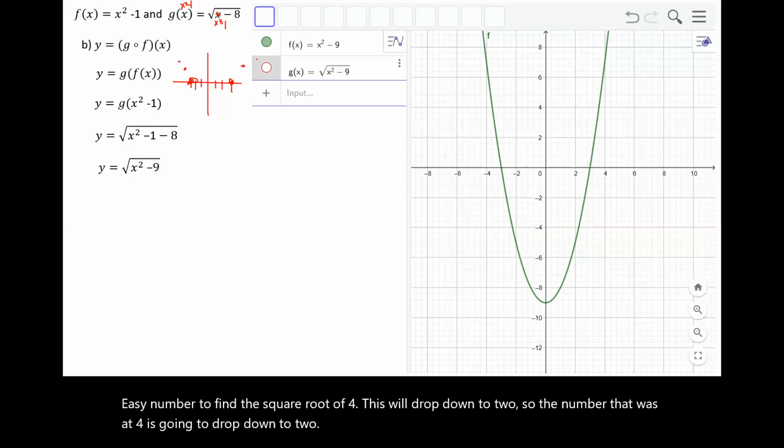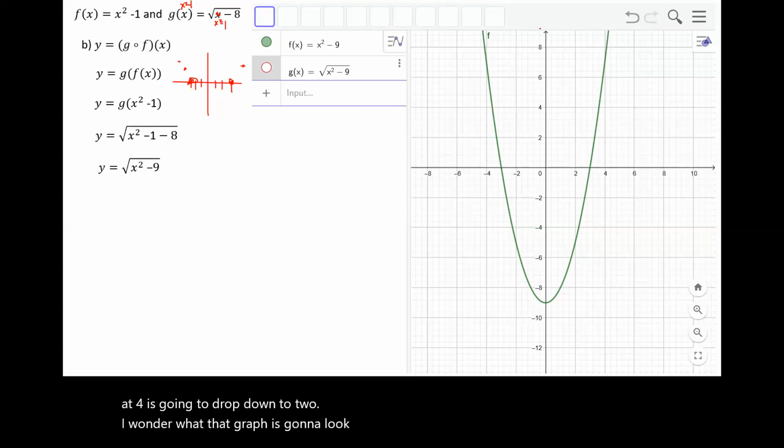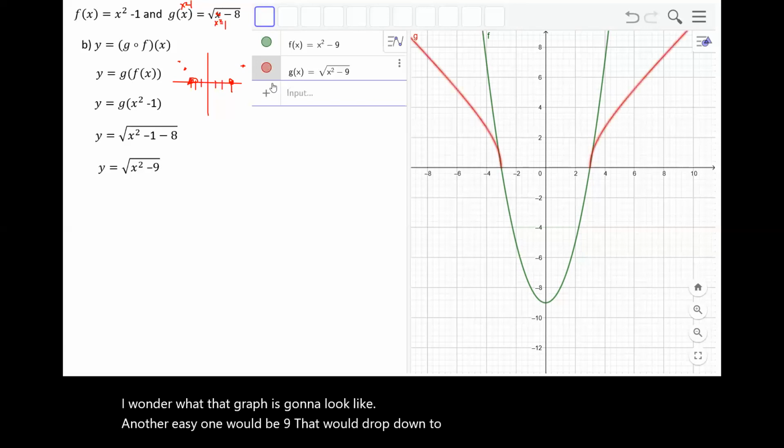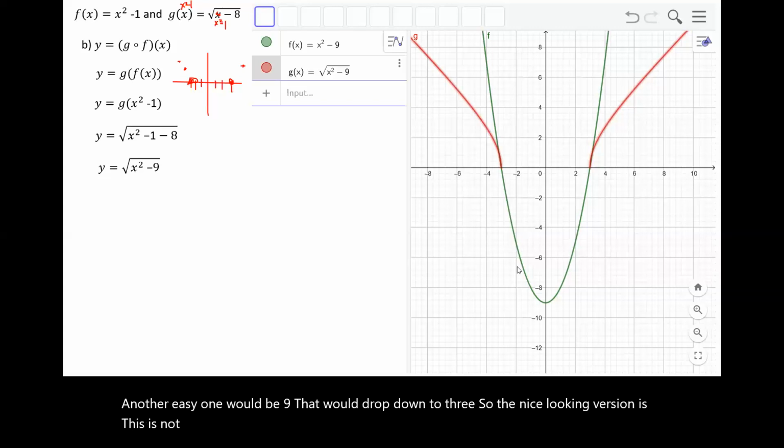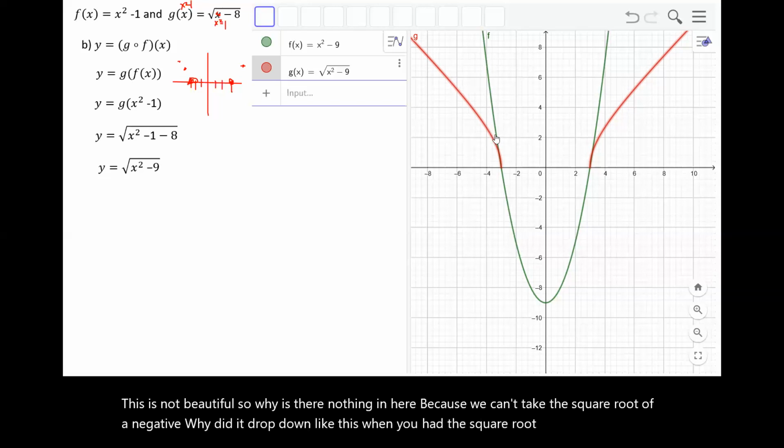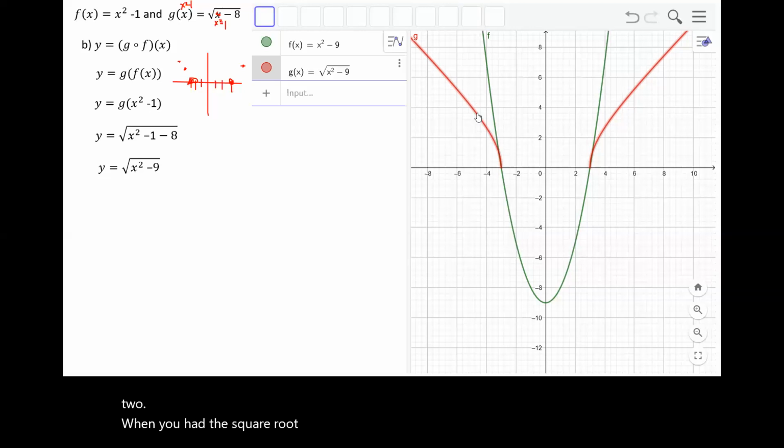Wow, I wonder what that graph's going to look like. Another easy one would be 9. That would drop down to 3. So the nice looking version is this. Isn't that beautiful? So why is there nothing in here? Because we can't take the square root of a negative. Why did it drop down like this? When you had the square root of 4, it came down to 2. When you had the square root of 9, it came down to 3.